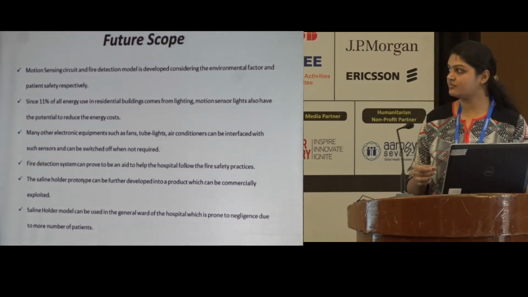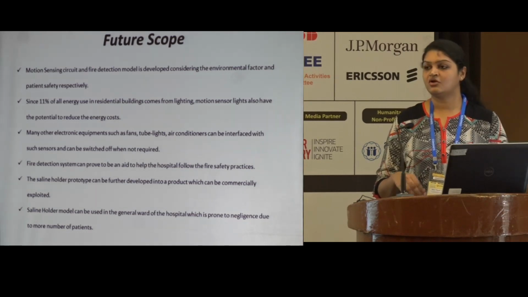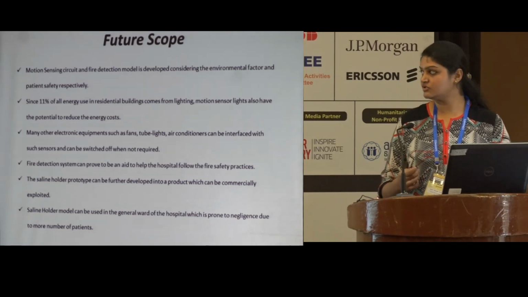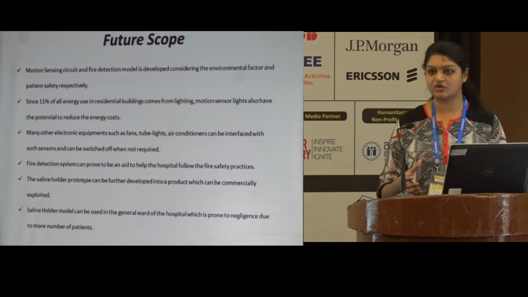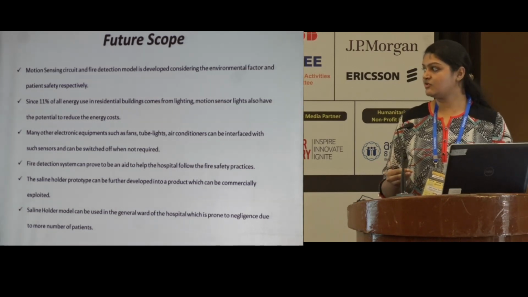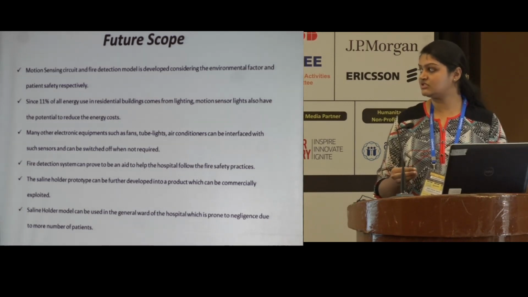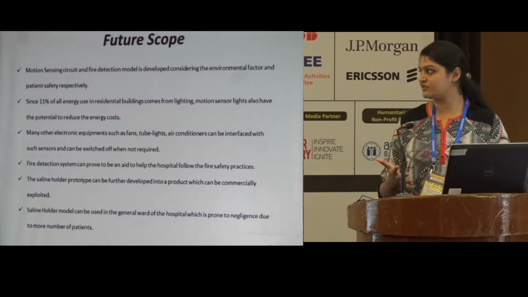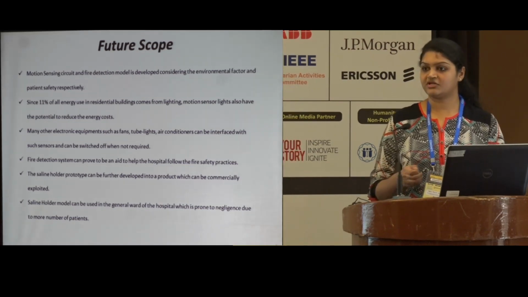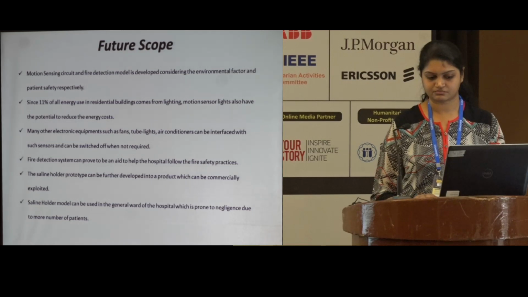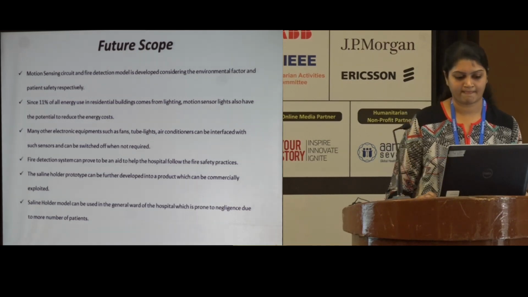The fire detection system can prove to be an aid to help hospitals follow fire safety rules. The saline holder prototype can be further developed into a product which can be commercially exploited. The saline holder model can be used in the general ward where it is pretty hectic to monitor each and every patient. Thank you.